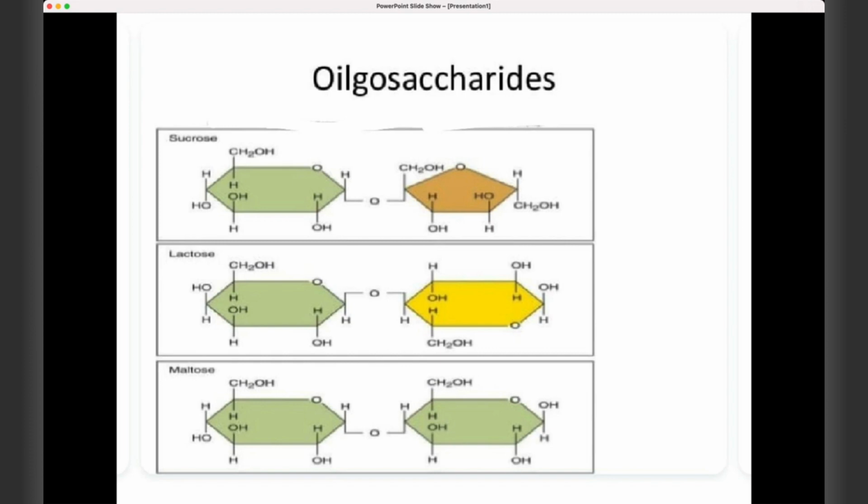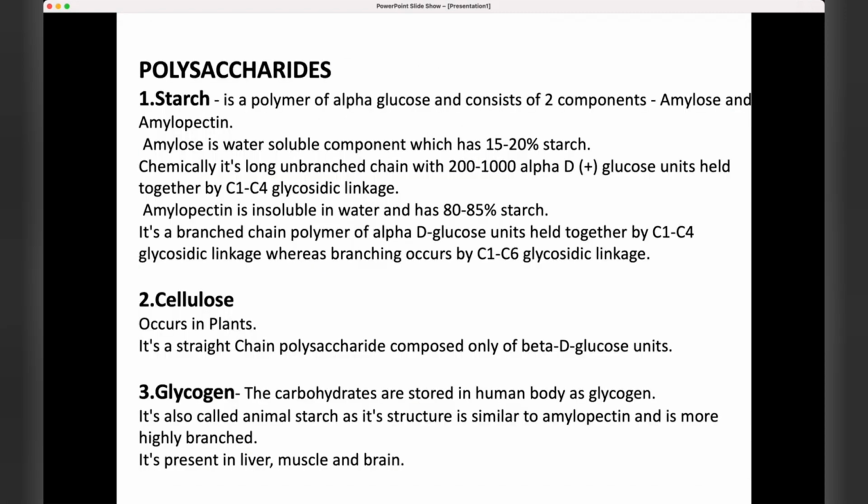And finally, we have maltose, which is another disaccharide. It is composed of two alpha D glucose units in which carbon 1 of glucose unit 1 is linked to carbon 4 of another glucose in unit 2. So the free aldehyde group can be generated at C1 of the second glucose in solution, and so it shows reducing property and it is a reducing sugar.